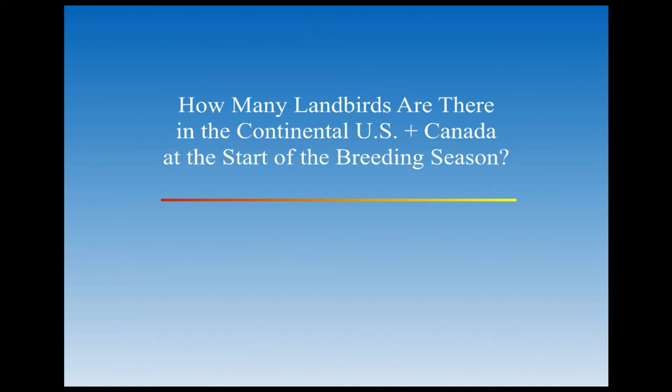Nobody can ever guess that number, so I'll just put it up there. We made all these population estimates and put them in a column and added them up. And we figure at the start of the breeding season, the continental U.S. and Canada have 4.6 billion. This is just land birds. This isn't waterfowl or anything else. Again, we're talking about warblers, sparrows, and other species.